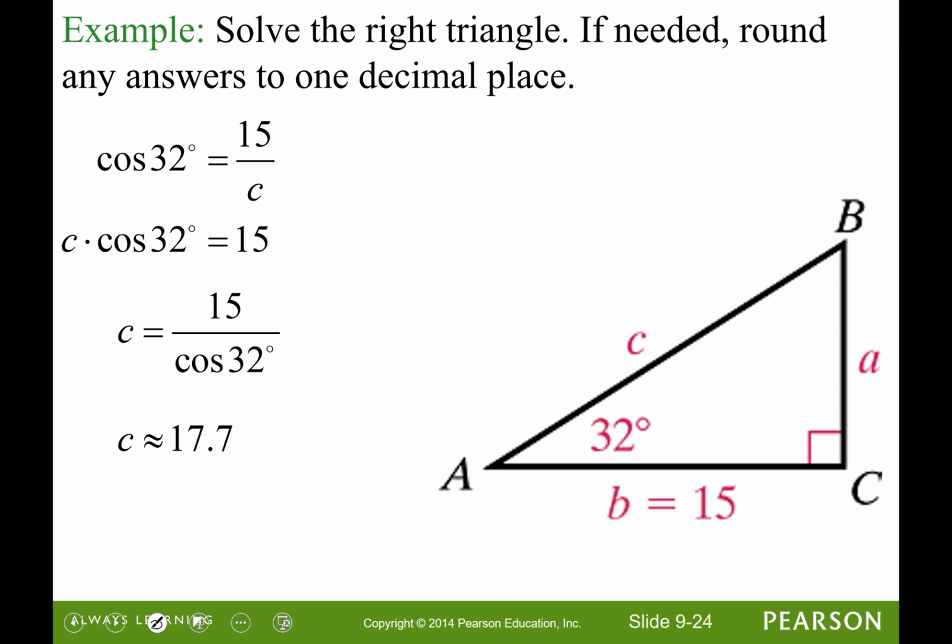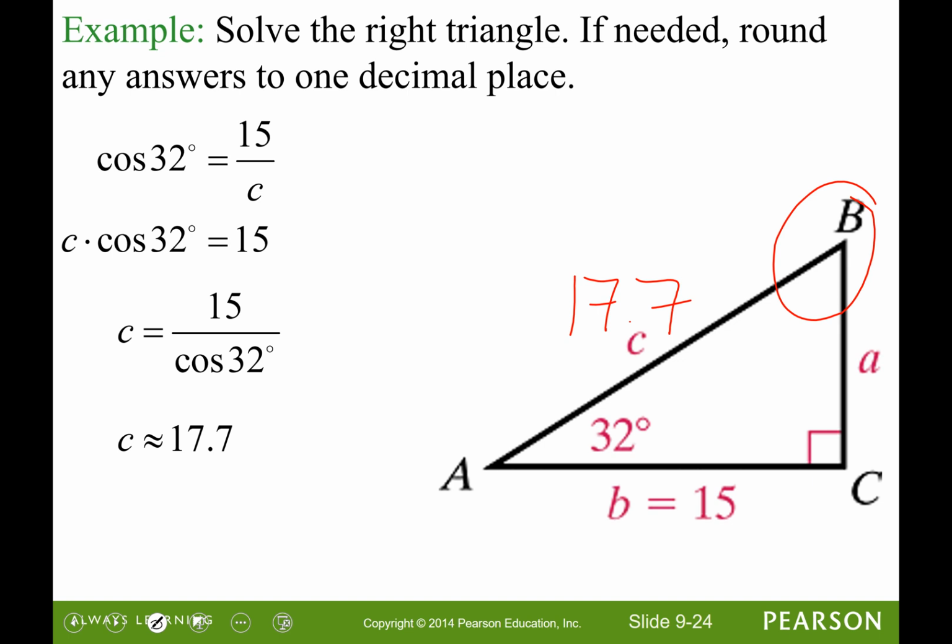Rounding to one decimal place, the side length of C, or the hypotenuse, is approximately 17.7 linear units. All right, so we found one piece. We still have two more to go. It's really up to you which one you want to go with next. I will go ahead and find the measure of angle B next.